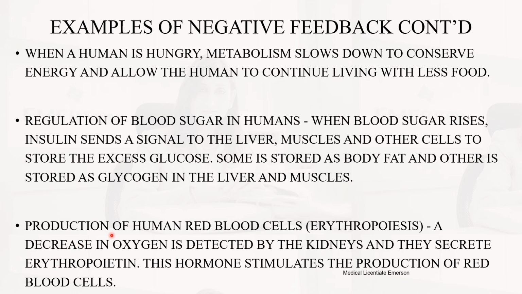Then the other example would be production of human red blood cells through the process of erythropoiesis. A decrease in oxygen is detected by the kidneys and they secrete erythropoietin. Then this hormone stimulates the production of the red blood cells.